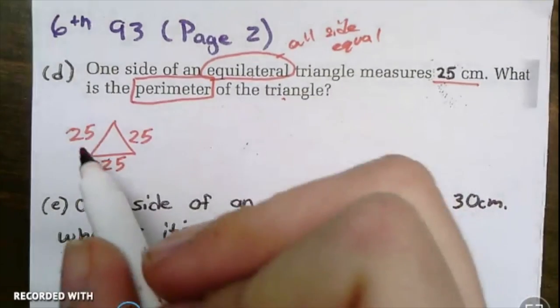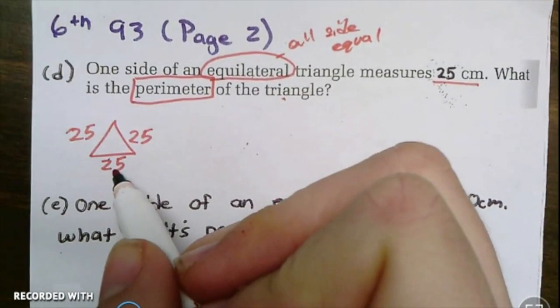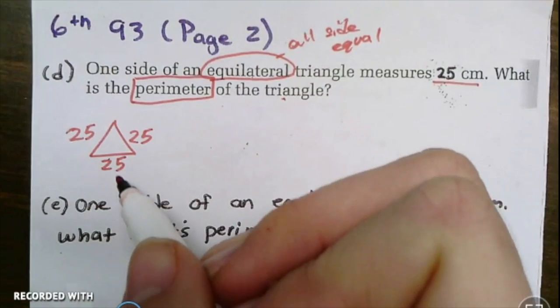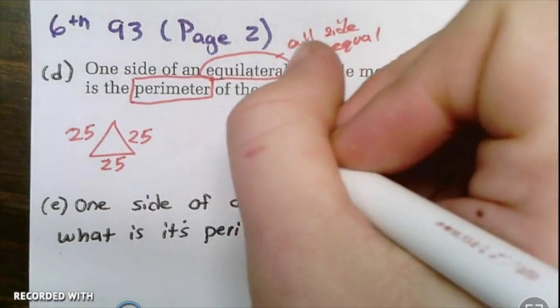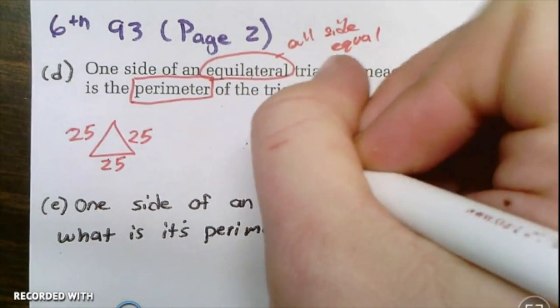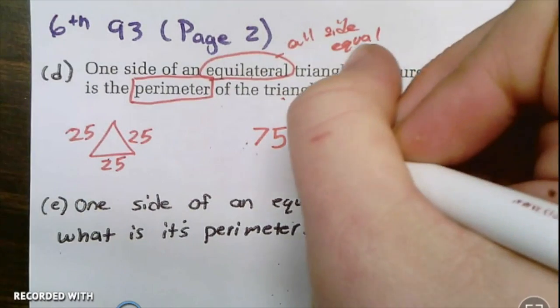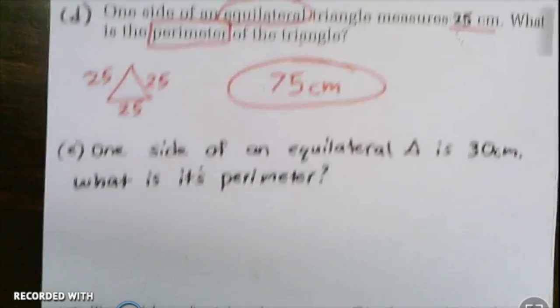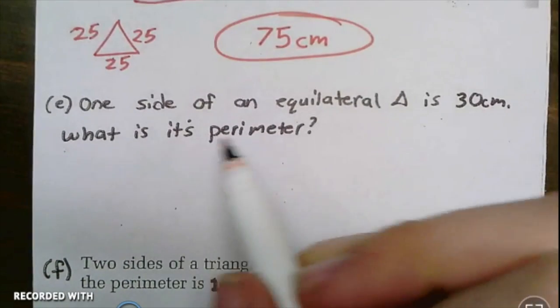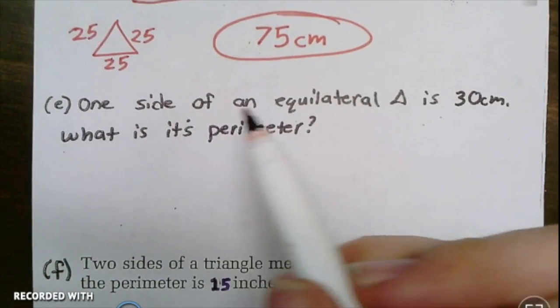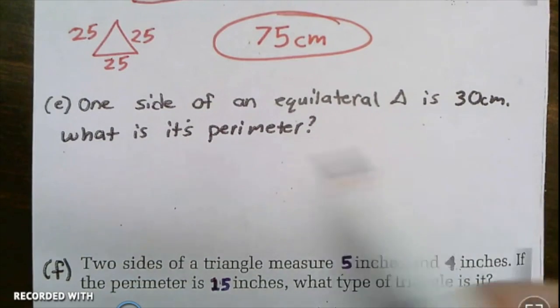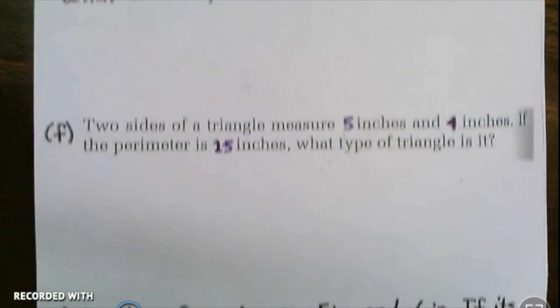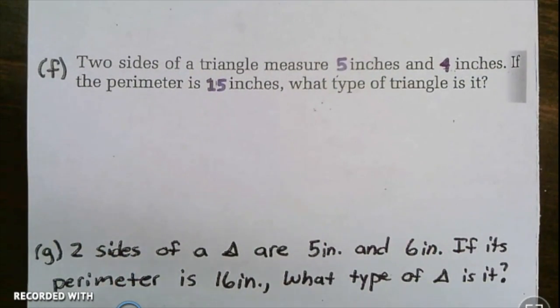Well, I can add 25 plus 25 plus 25, or multiply 25 times 3, and what do I get? Think quarters, think money. 75 centimeters. Try example E on your own. One side of an equilateral triangle is 30 centimeters. What is its perimeter? Here's another type of example.